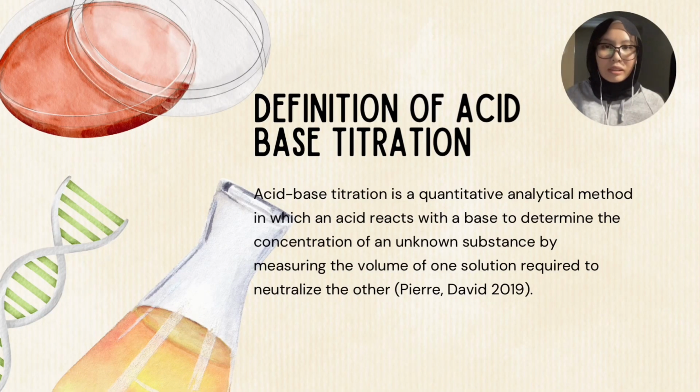Now, let's take a look at the definition of acid-base titration. Acid-base titration is a quantitative analytical method. This means it is used to measure and calculate specific amounts during a chemical reaction. In this process, an acid reacts with a base to help us determine the concentration of an unknown substance. We do this by carefully measuring the volume of one solution, usually the titrant, that is needed to completely neutralize the other solution. This technique is widely used in chemistry labs to find out how strong or concentrated a solution is. As stated by Peer in 2019, it is a reliable way to gather precise chemical information.